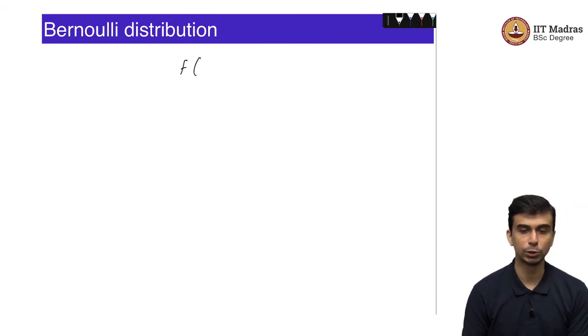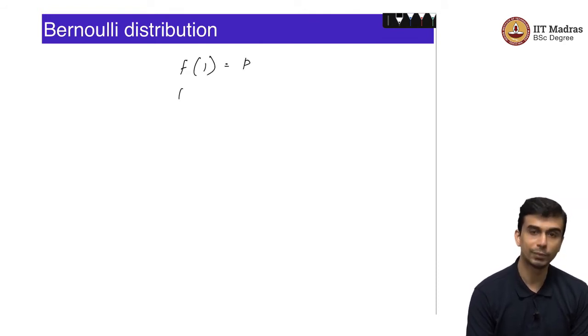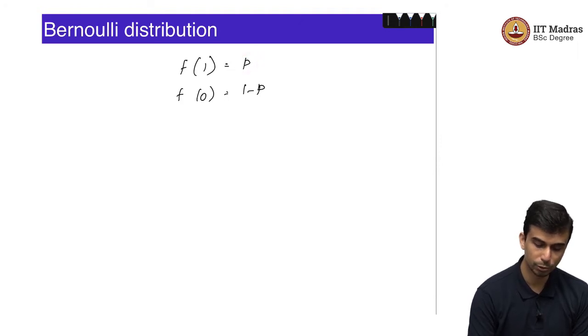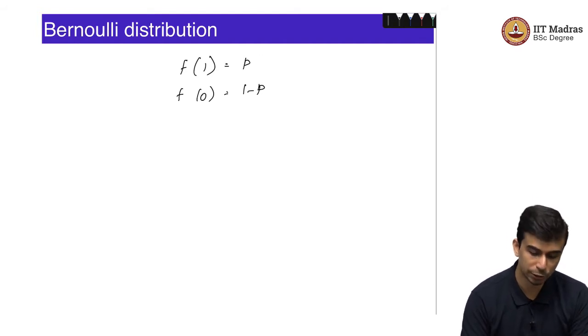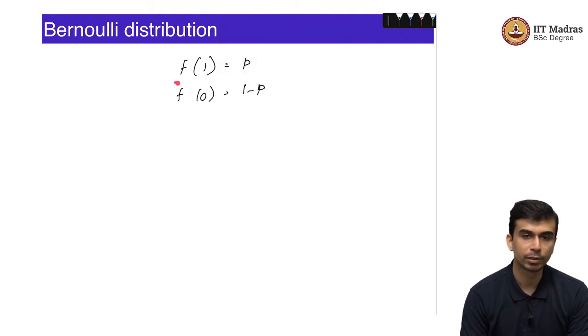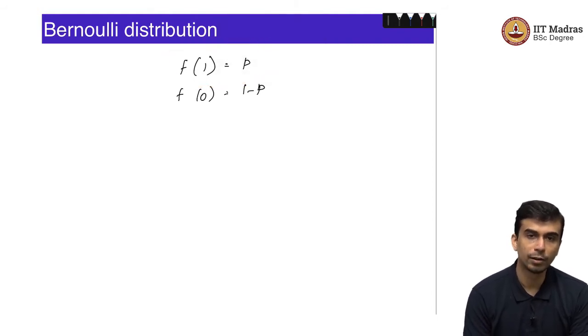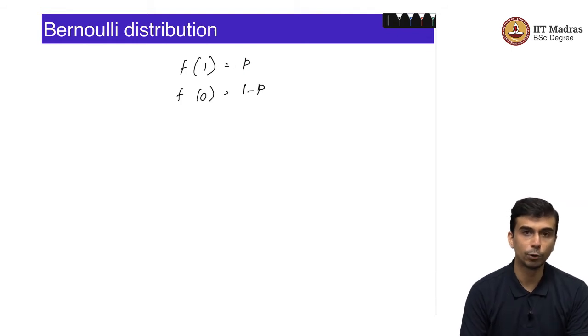So what is the Bernoulli distribution? The Bernoulli distribution is the simplest distribution that you can think of. Its probability mass function is f of 1 is equal to p and f of 0 is equal to 1 minus p. So this is a probability mass function which can take only two values, 1 and 0, and it is parameterized by p. For example, if you had a coin whose probability of heads was p, small p, then that would correspond to a Bernoulli random variable or Bernoulli distribution with bias p.